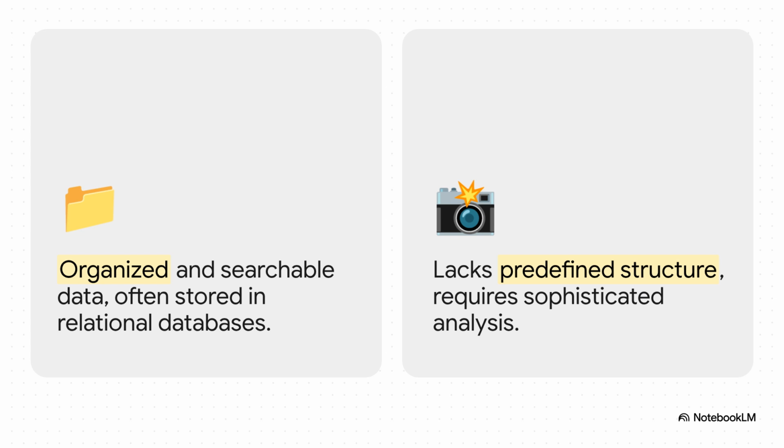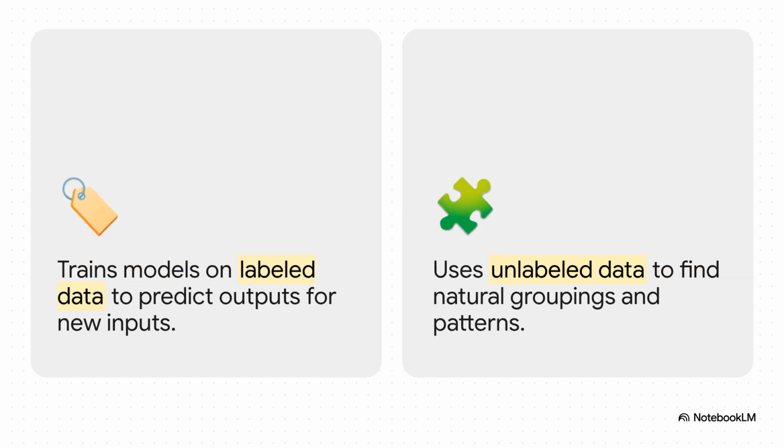And there are basically 2 environments you might drop this new employee into. On one hand, you have structured data. This is highly organized, searchable stuff, sitting neatly in relational databases. It's like a perfectly labeled filing cabinet. On the other hand, you've got unstructured data. This is your messy text documents, unorganized photos, raw audio recordings, the whole shebang. It completely lacks predefined structure, meaning it takes some pretty sophisticated analysis for your new AI employee to actually make sense of it all.